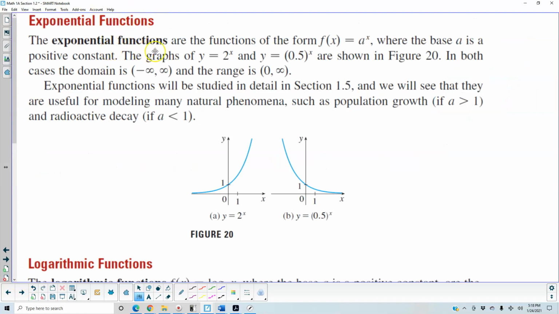Exponential functions. The exponential functions are functions of the form f of x is equal to a to the power of x, where the base a is a positive constant. The graphs of y is equal to 2 to the x power and y is equal to 0.5 to the power of x are shown in Figure 20. In both cases, the domain goes from negative infinity to positive infinity, and the range goes from 0 to infinity. Exponential functions will be studied in detail in Section 1.5, and we will see that they are useful for modeling many natural phenomena, such as population growth if a is greater than 1 and radioactive decay if a is less than 1.